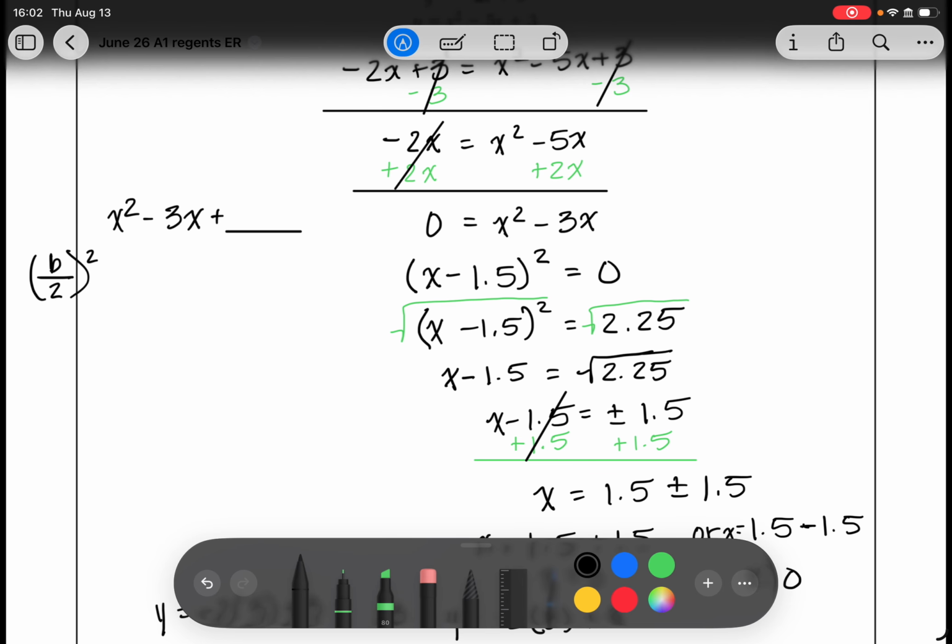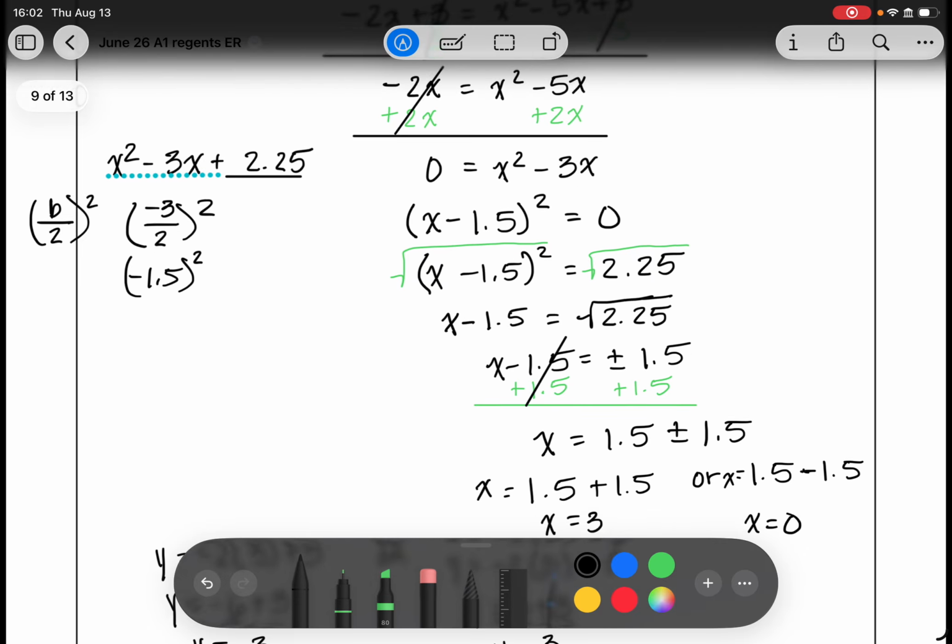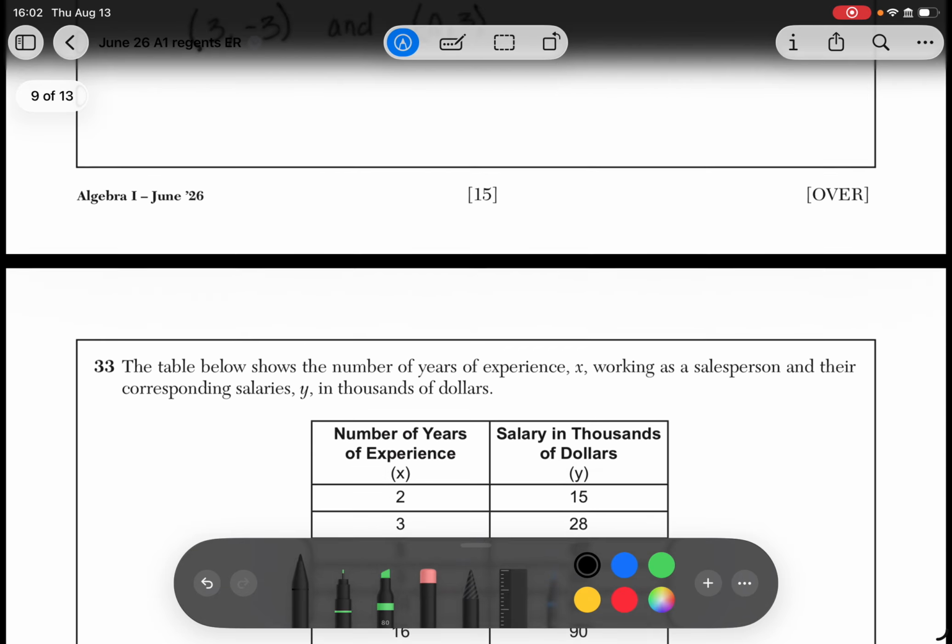So -3 divided by 2 is -1.5, and then square that. -1.5 squared will get us 2.25, which is how we got that 2.25 over here. And that works every single time you do completing the square when you're trying to find your third value, your c value.